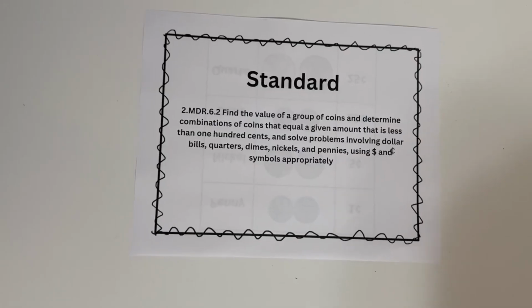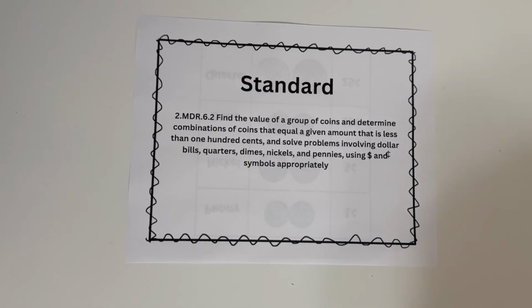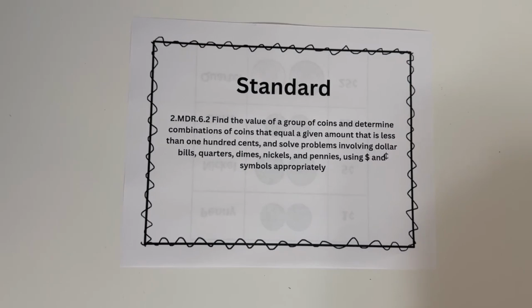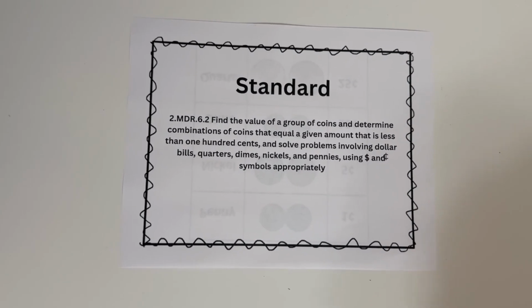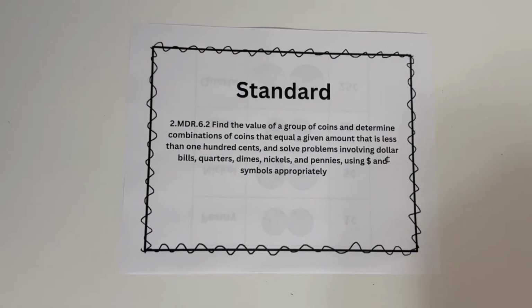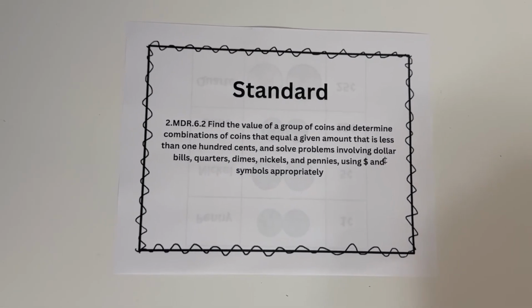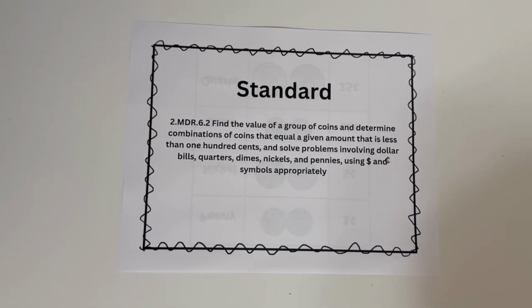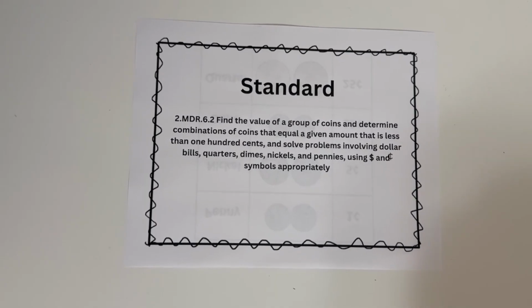The standard I chose is for 2nd grade. It is find the value of a group of coins and determine combinations of coins that equal a given amount that is less than 100 cents, and solve problems involving dollar bills, quarters, dimes, nickels, and pennies using money signs and cent symbols appropriately.